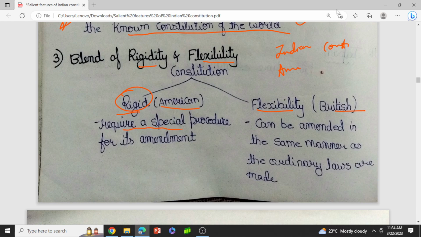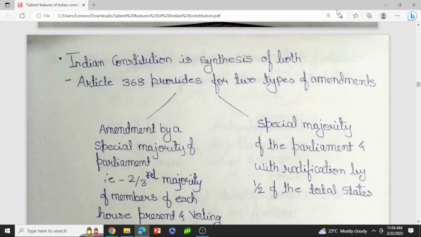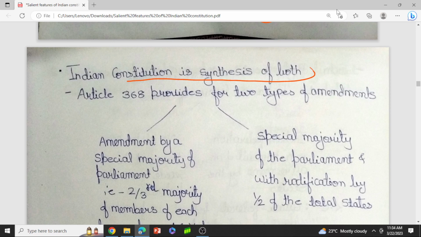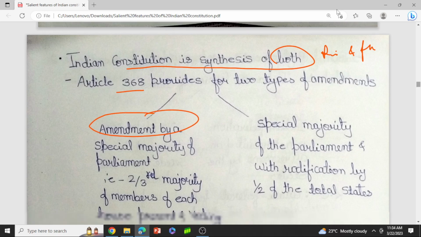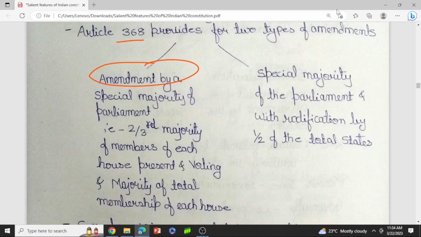So it requires a special procedure for its amendment. However, a few of the features can be amended in the same manner as ordinary laws are made. Now, what is this rigid method? What is this flexible method? Let's understand. So the Indian Constitution is a synthesis of both the rigid and the flexible method. It is given in Article 368, which provides that there can be two types of amendment.